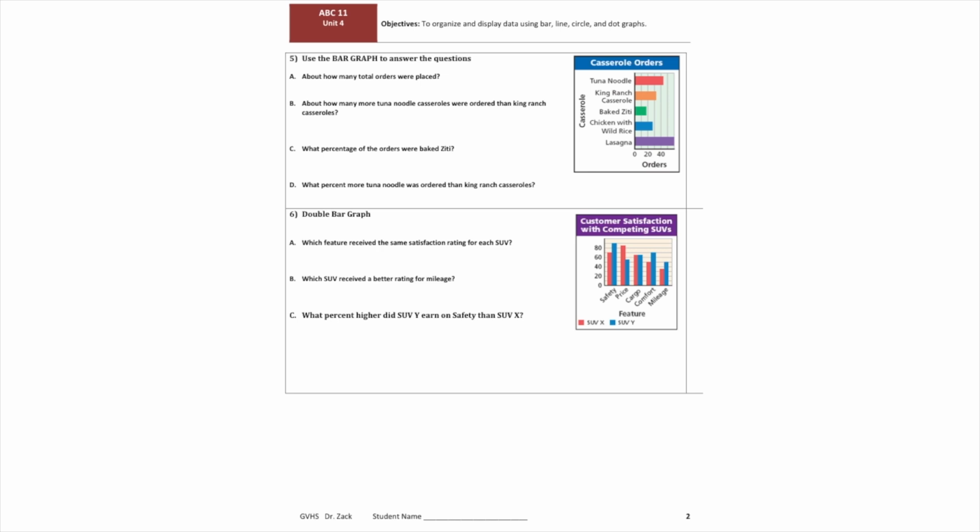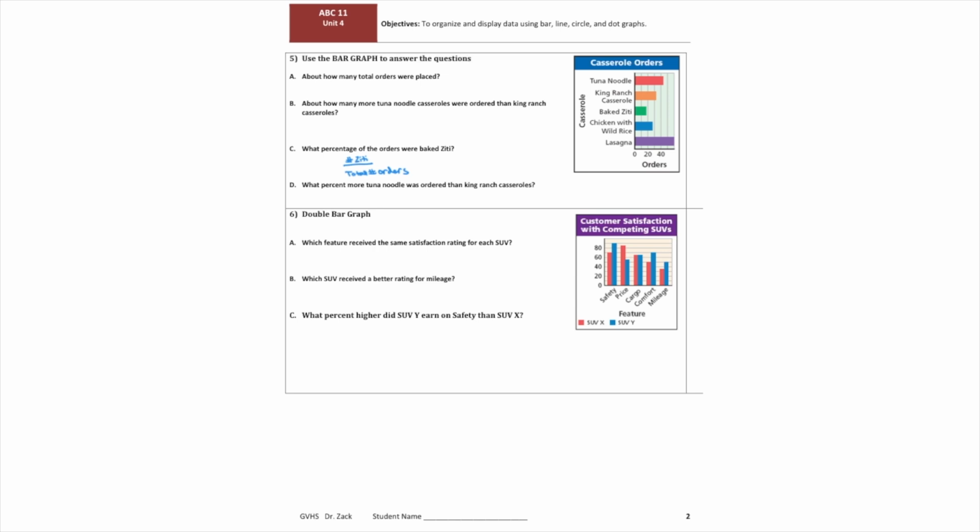Afterwards, let's talk about the percentage of the orders that were baked ziti and go ahead and work on this problem. To find the percentage of the orders that were baked ziti, you're going to take the number of orders of baked ziti and divide it by the total number of orders. So make certain you finish this problem.